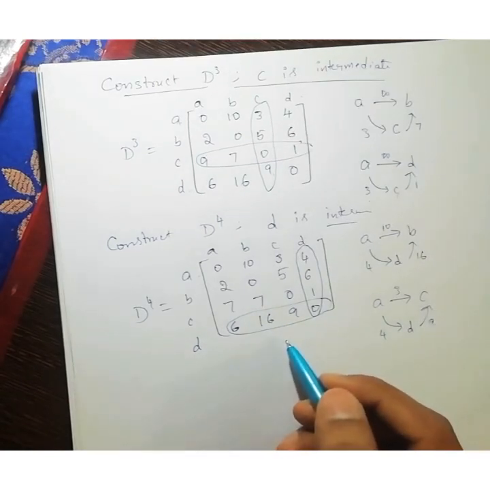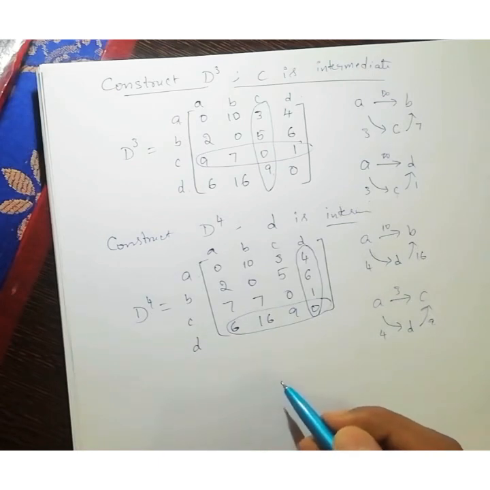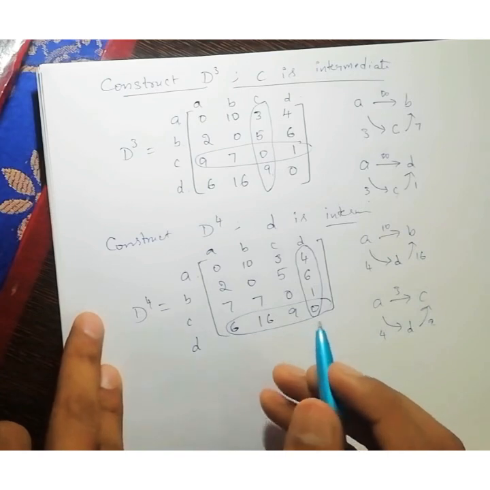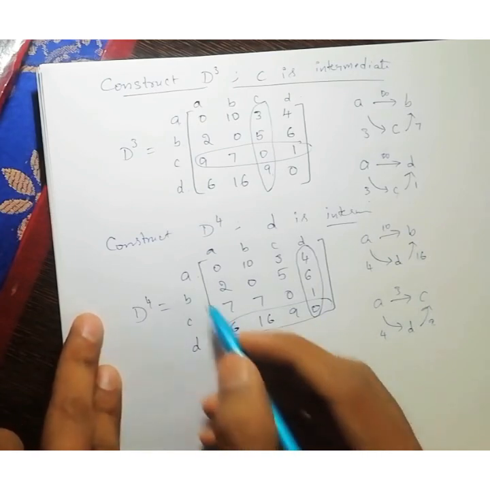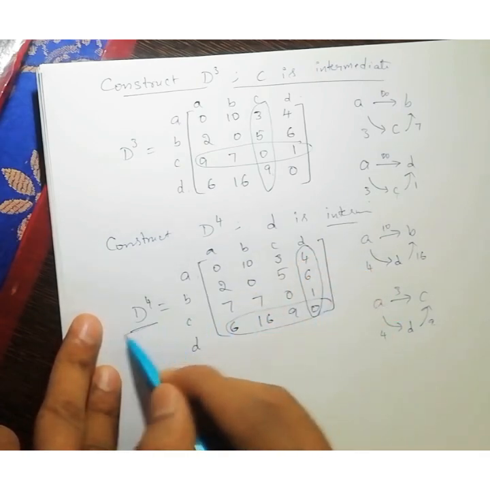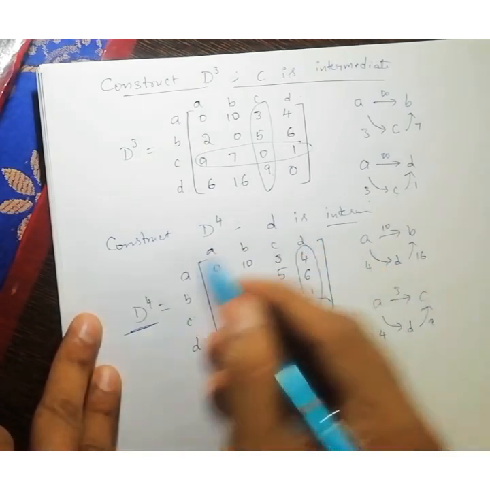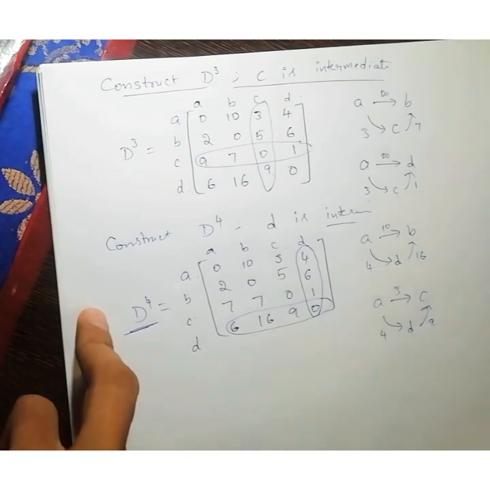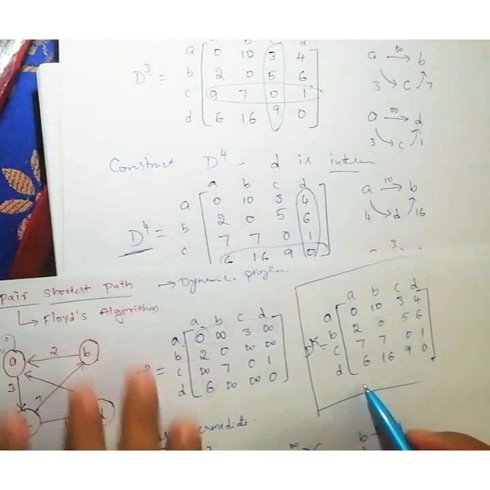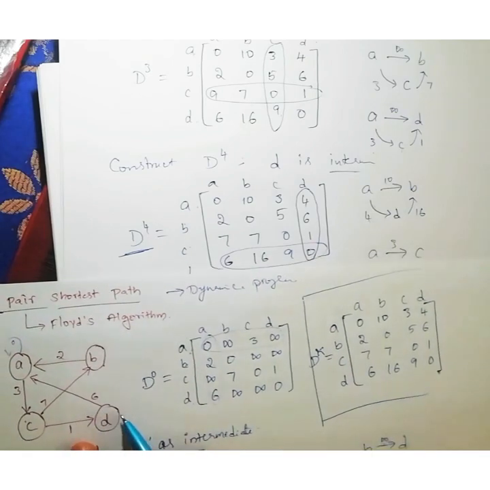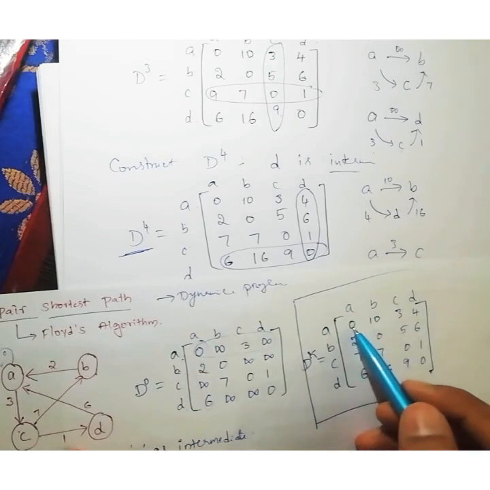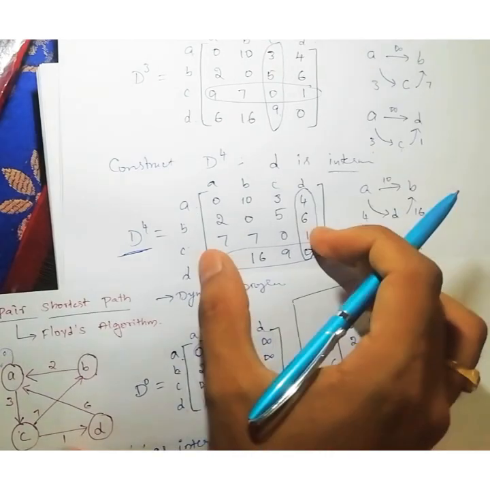And are we constructing any next vertex? No, because the number of matrices we construct depends on the number of vertices. Here in the graph, the number of vertices is 4. That means 4 matrices are enough. So the final D4 matrix will be our final matrix, and that matrix looks the same as what we did manually here. For this graph, whether it is a direct edge or indirect edge, we are getting the same weights, this and this are the same.